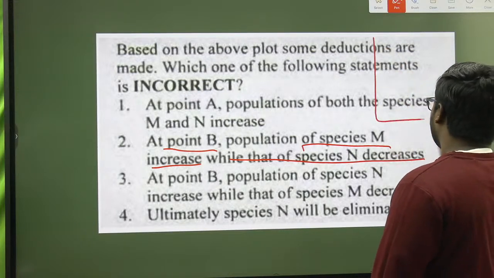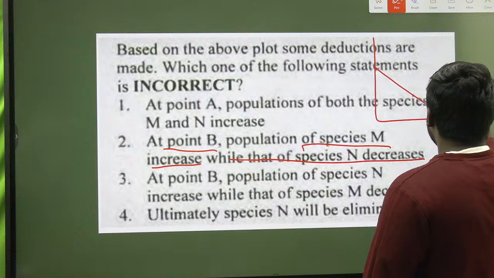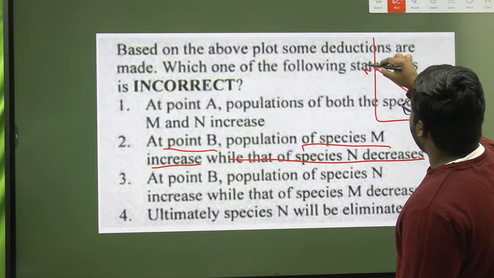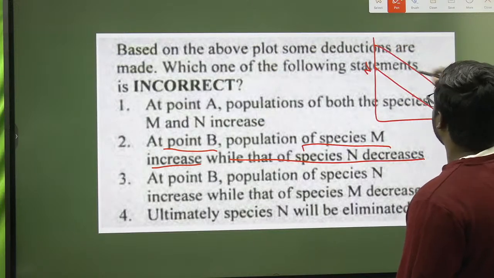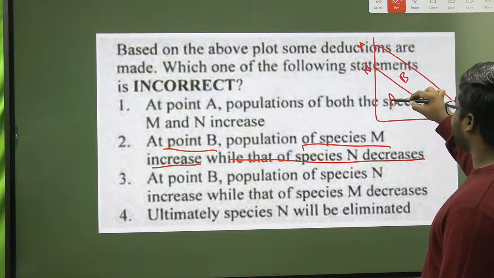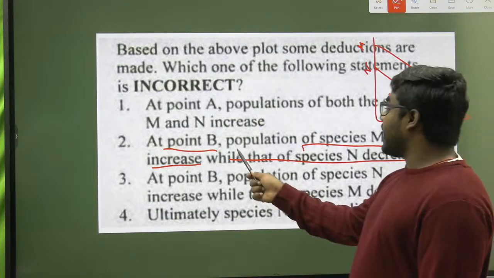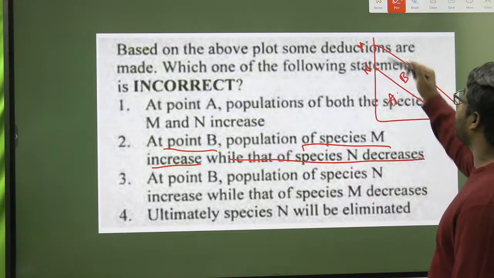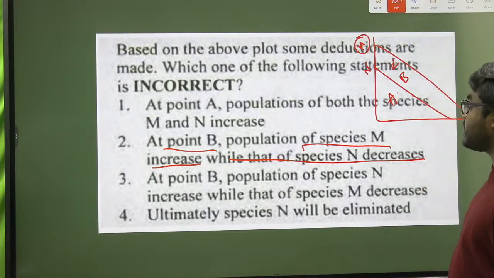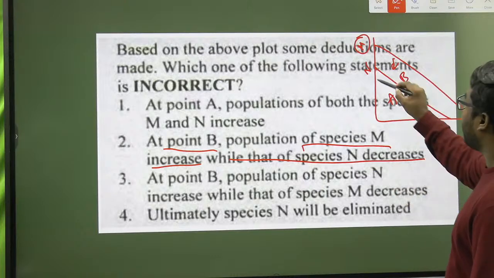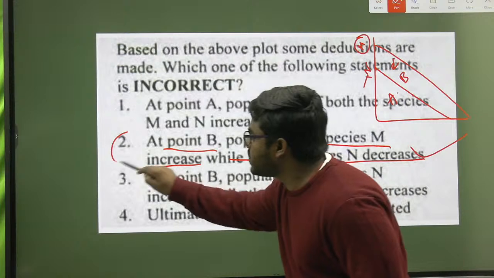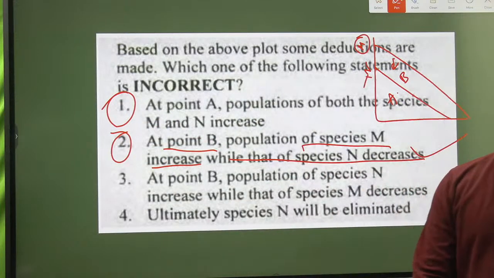Absolutely true, right? So this is the isocline for N, and this is the isocline for M. Now they have asked at point B. This is point A, point B. They said at point B, population of species M increases. Of course true, because M is growing below, it will increase. But species N of course decreases. So option 2 is also absolutely correct.